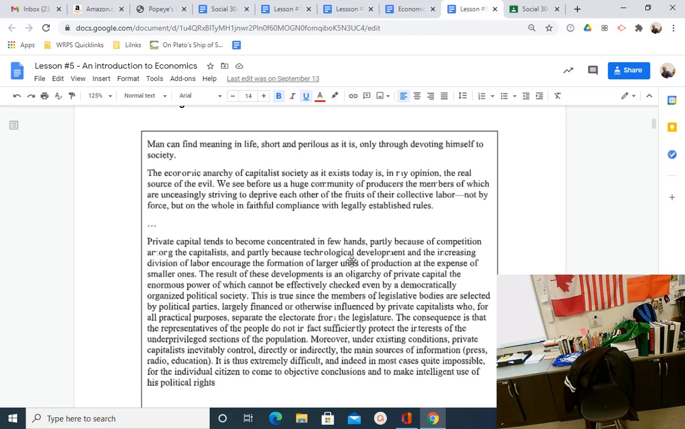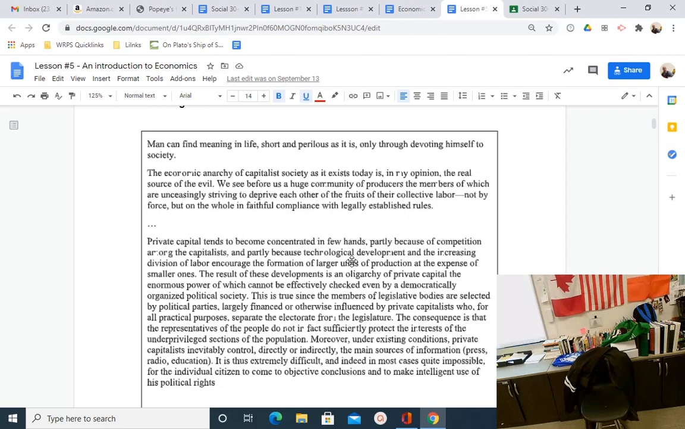It says capitalism's evil. "We see before us a huge community of producers, the members of which are unceasingly striving to deprive each other of the fruits of their collective labor, not by force, but on the whole in faithful compliance with legally established rules." So it's suggesting that the government has legally established rules for one group of people to oppress another, to exploit another, and that's why capitalism's evil. So this is sentiment that a Marxist might feel.